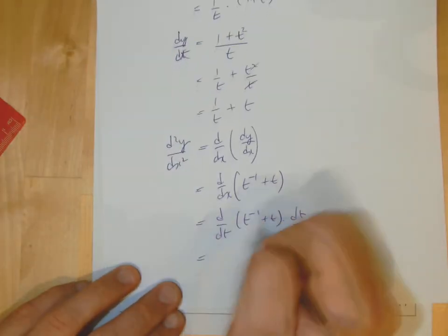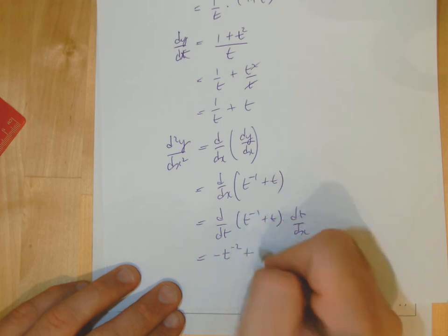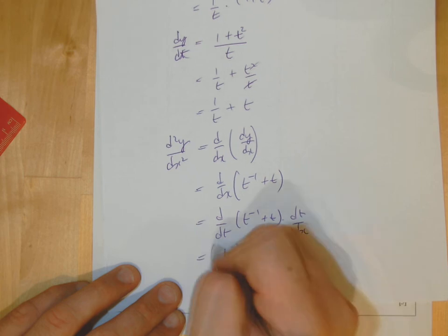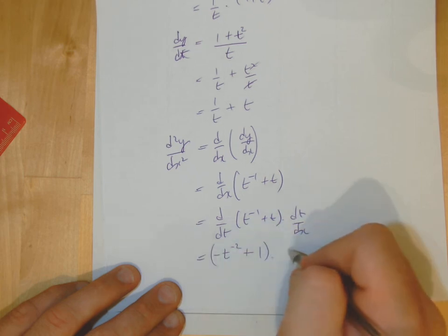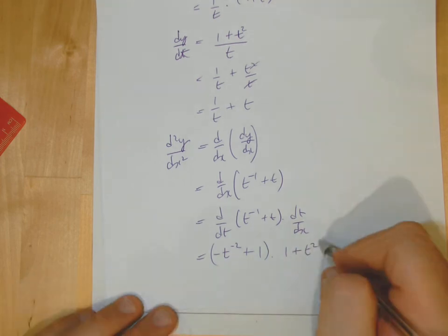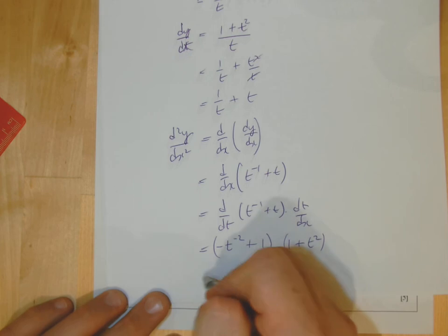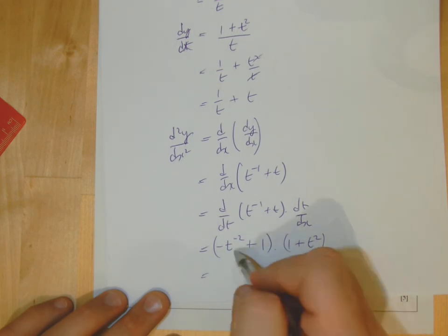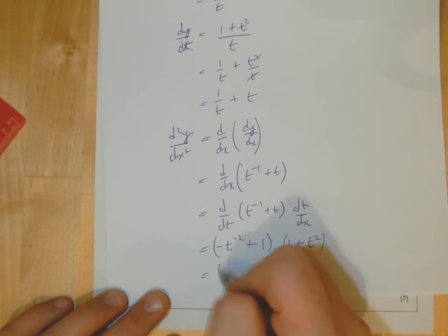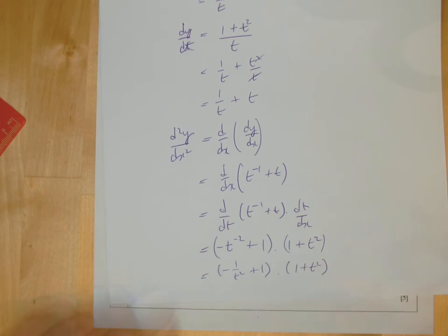So now we can differentiate this. Bring the minus 1 down, and then t to the minus 1 becomes t to the minus 2, and t becomes 1. And dt/dx, going back to the start, is 1 plus t squared. That's what dt/dx is. So we could write this as minus 1 over t squared plus 1, times 1 plus t squared. We could leave it like that.